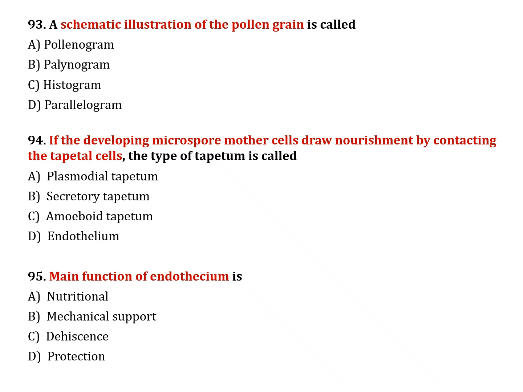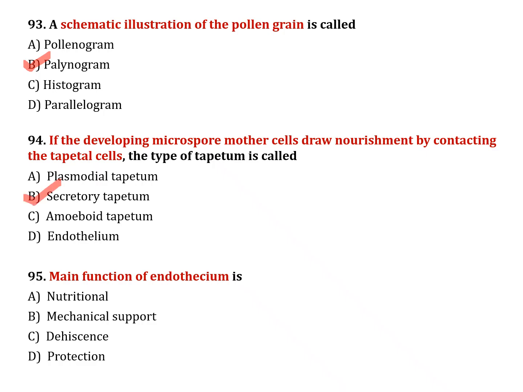The next question, number 93. A schematic illustration of the pollen grain is called: option A pollengram, option B palynogram, option C histogram, option D parallelogram. Correct answer is option B, palynogram. The next question, number 94. If the developing microspore mother cell draws nourishment by contacting the tapetal cell, the type of tapetum is called: option A plasmodial tapetum, option B secretory tapetum, option C amoeboid tapetum, option D endothecium. Correct answer is option B, secretory tapetum.